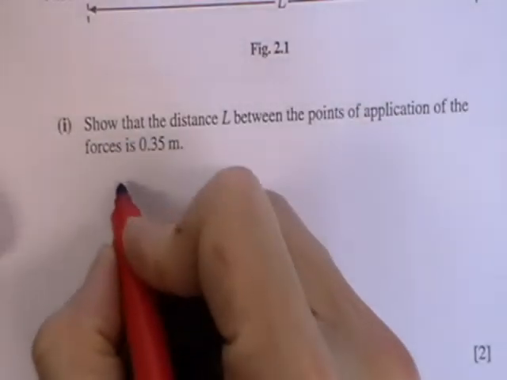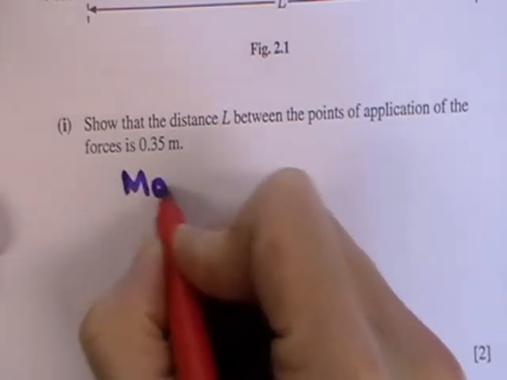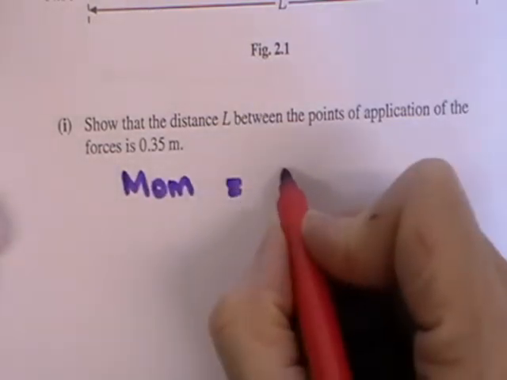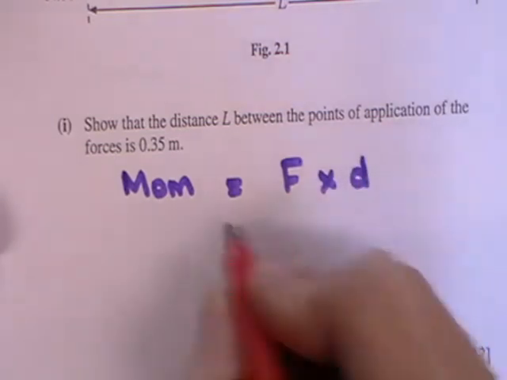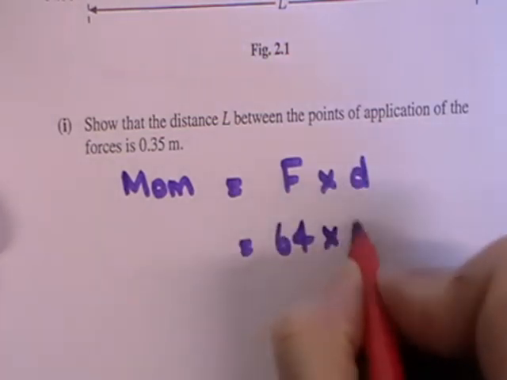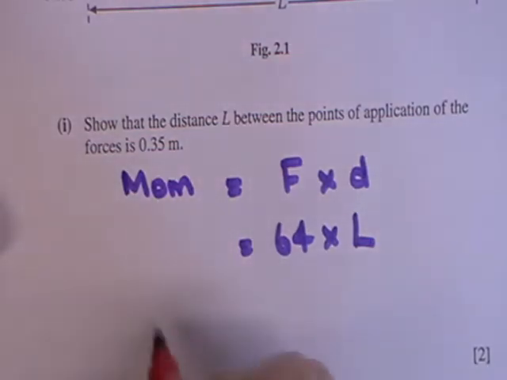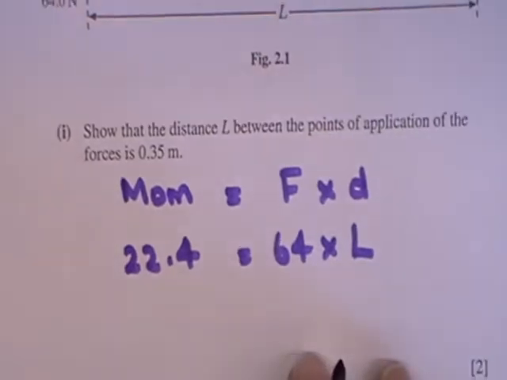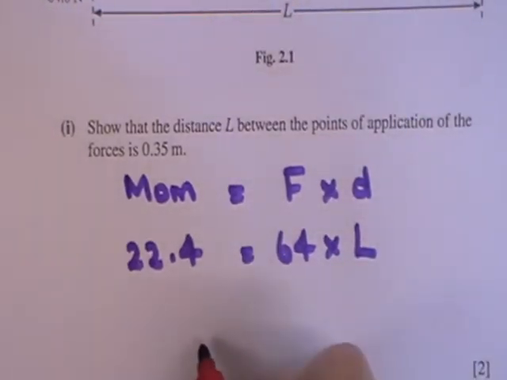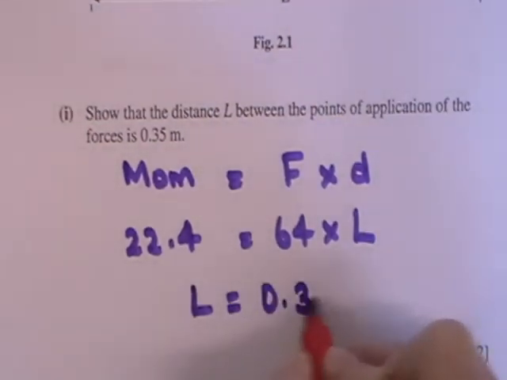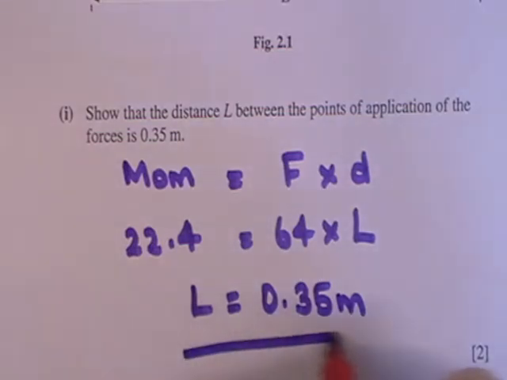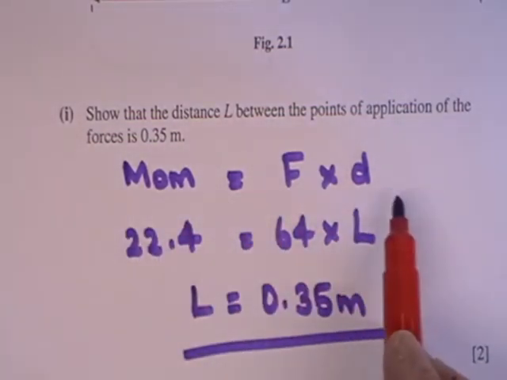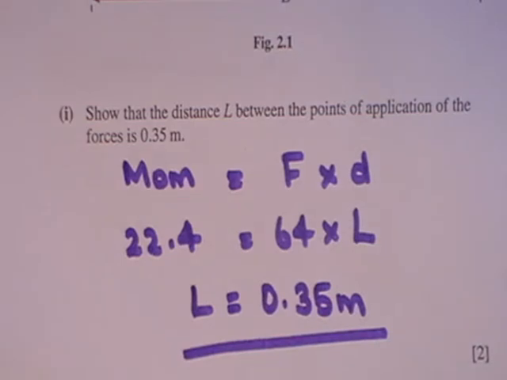So we know that the moment of a couple is equal to the force, one of the forces, multiplied by the distance between them. So that's 64 times L. And you're told that the moment required, or the torque required, is 22.4 Newton meters. And therefore, whenever you divide 22.4 by 64, the length comes out to be 0.35 meters, as expected. But you should, of course, write your equation out and the numbers underneath if you're going to show. It's very, very important you do that really clearly.